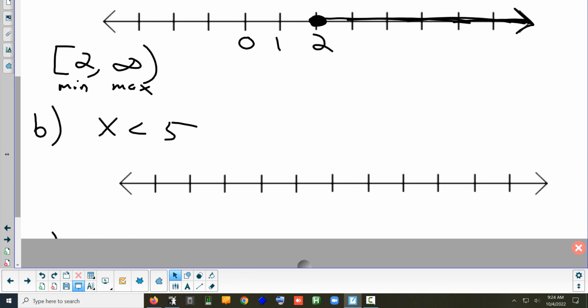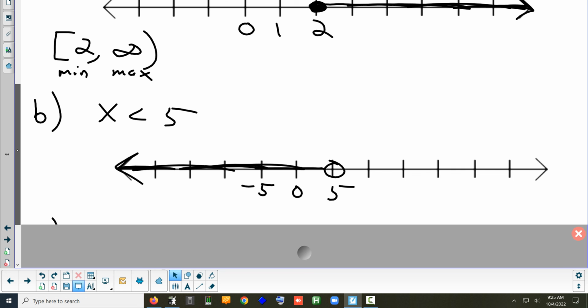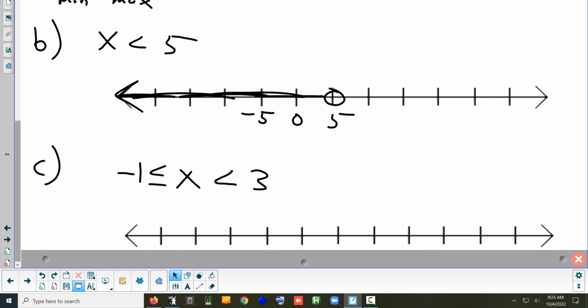How about this one? x is less than 5. What kind of circle do I need this time, Manny? Open. Where? On 5, and shade to the left. Yep. So, and again, unbounded, unbounded, bounded. Bounded has a start and a stop to it.